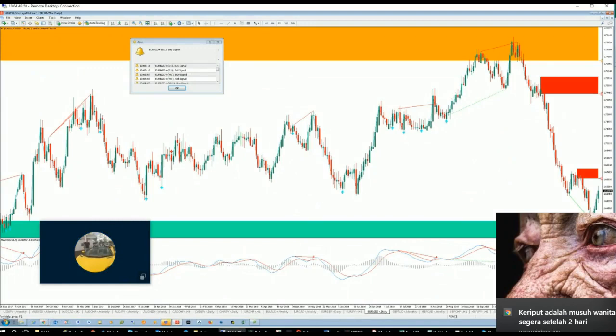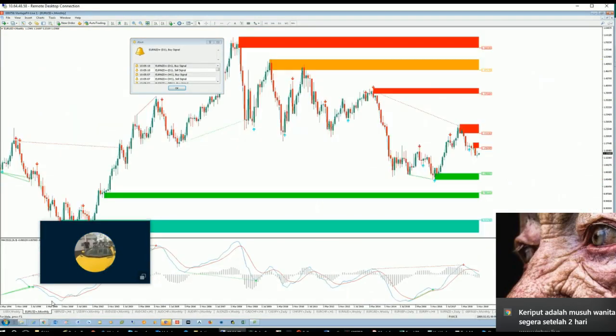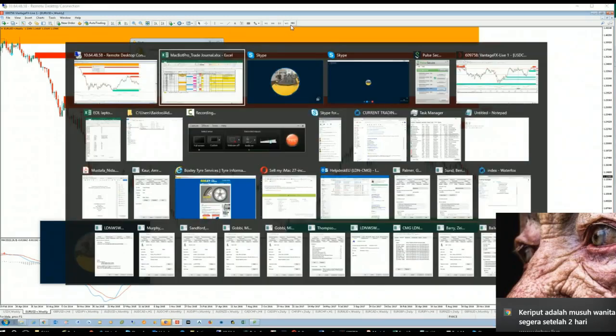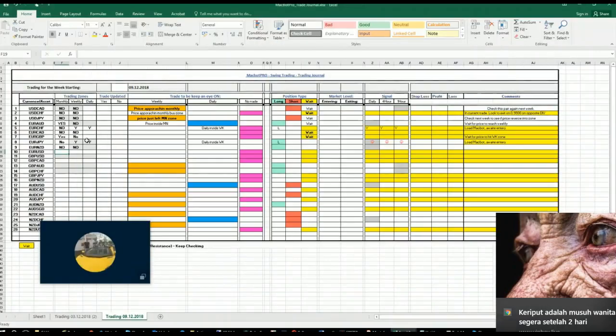Euro USD. No monthly. There's no weekly. So that's a no trade.